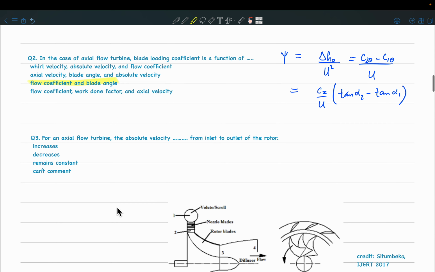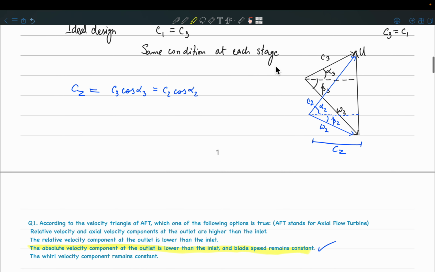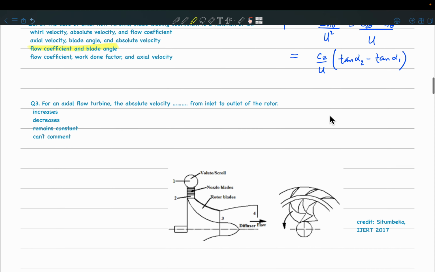Okay, then next: for an axial flow turbine, does the absolute velocity increase or decrease from inlet to outlet of the rotor? So let's go back to this velocity triangle. At the inlet of the rotor, it is W2, at the outlet it is W3. So the relative velocity is increasing, the absolute velocity is decreasing, right? They have asked for absolute velocity, so the answer is decreases.